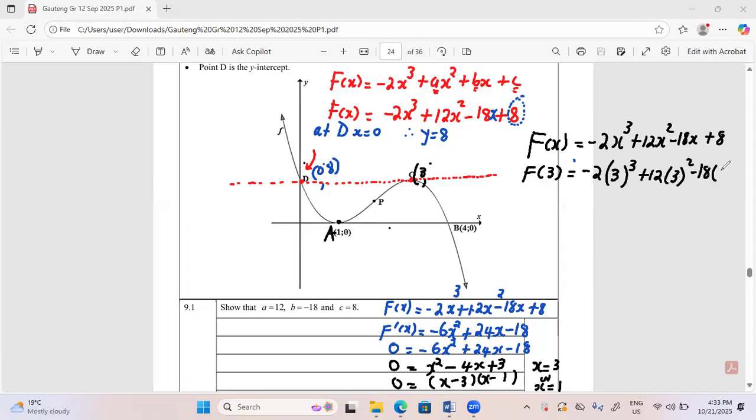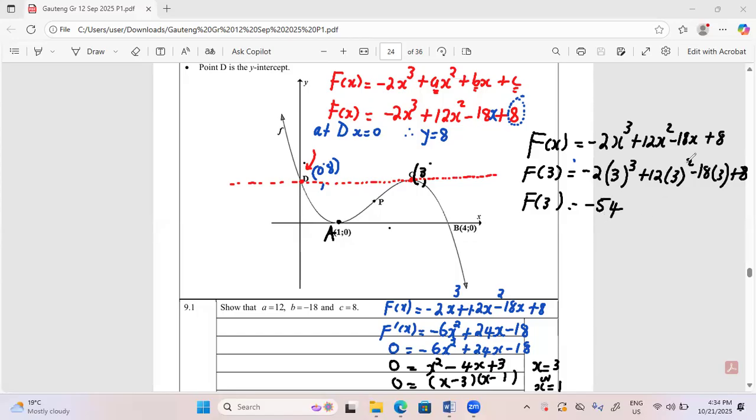Minus 18 into 3 plus 8. I will have a serious problem here because I don't have a calculator where I am. So, oops, bear with me. 3 cubed is 27. 27 times negative 2 is negative 54.